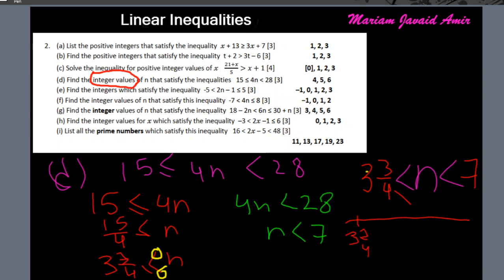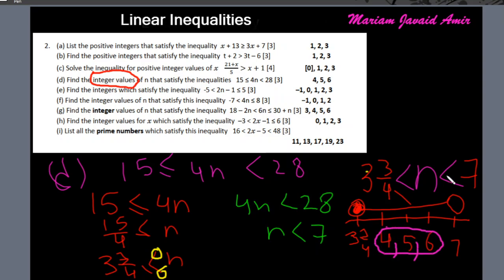After that this is 3 point something, and then we'll have a whole number 4, then 5, then 6, then 7. We have to take integer values in this range. 3 whole 3 by 4 is included, but 7 is not included. So the three integer values in this range are simply 4 and 5 and 6. So these values are your answer. Not 7, because the inequality does not have an equal to sign with 7, and not 3 whole 3 by 4, because the question clearly states that we need integer values.